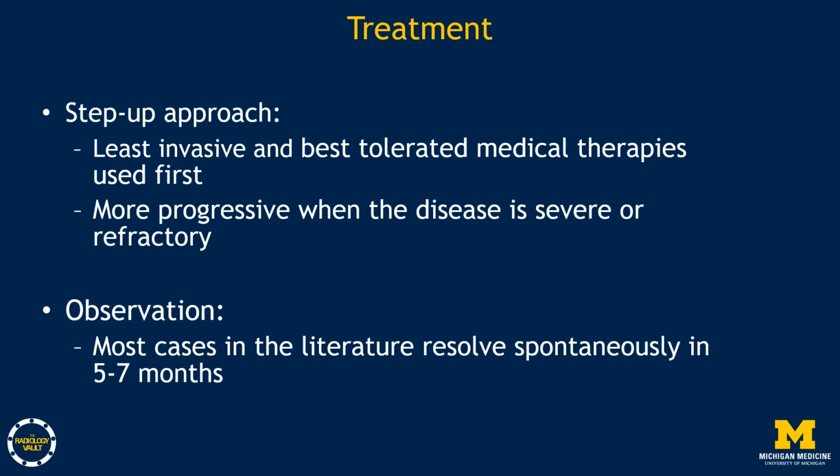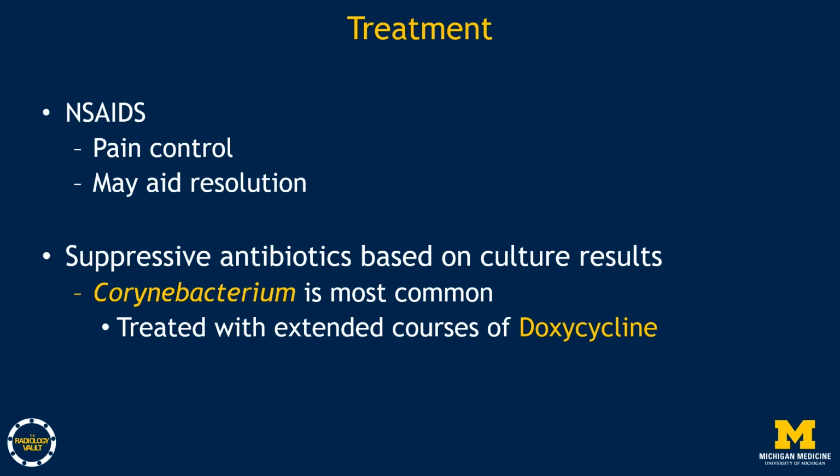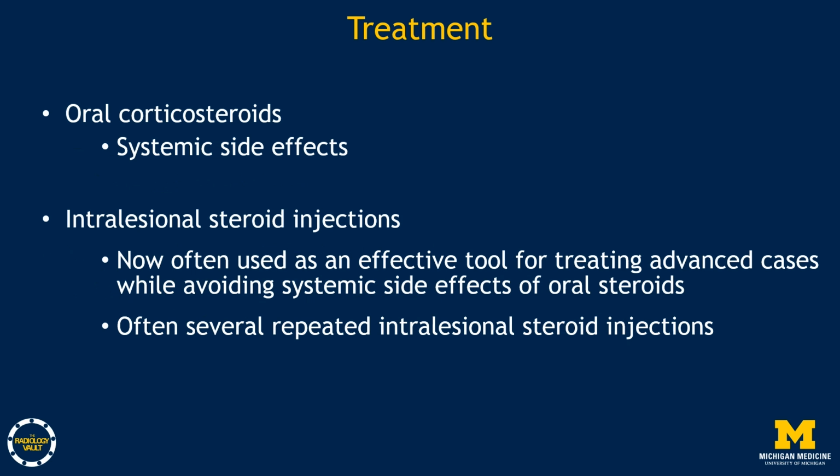Literature does mention that this disease will spontaneously resolve in 5 to 7 months with observation. However, treatment is always given for pain control, like NSAIDs, which may also aid in resolution. Suppressive antibiotics such as doxycycline may be given based on culture results, such as for Corynebacterium treatment. There can also be oral corticosteroids given, but there are systemic side effects.